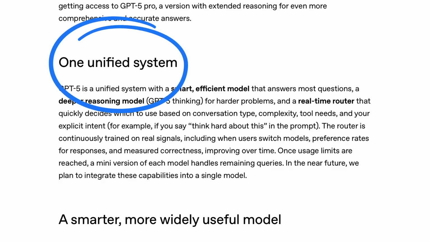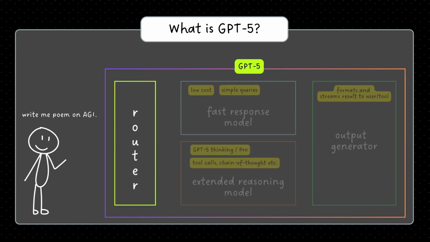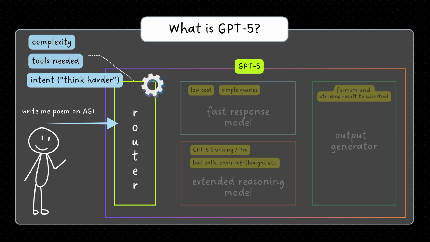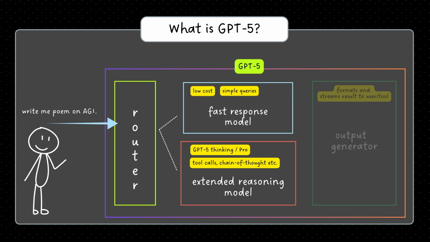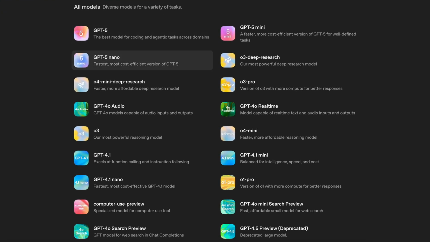OpenAI introduced GPT-5 as a unified system with automatic routing. The router analyzes your query, its complexity, tools needed, and explicit intent, then selects either a fast model or deep reasoning model. This addresses a problem we've all faced, choosing between different models for different tasks.